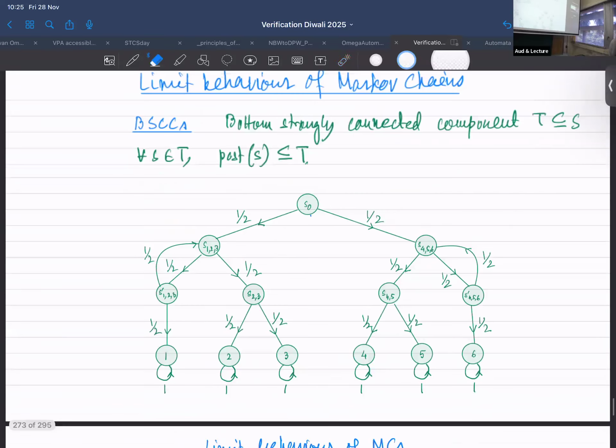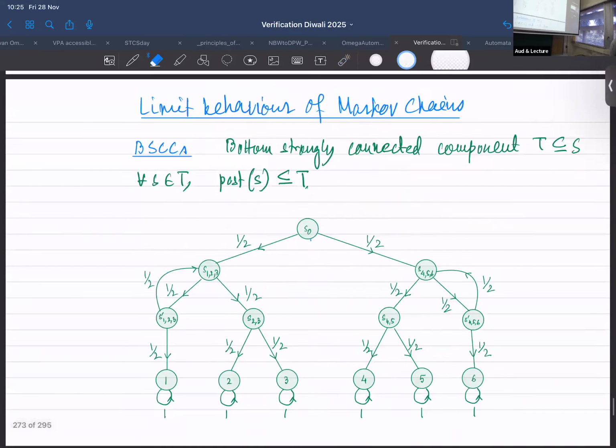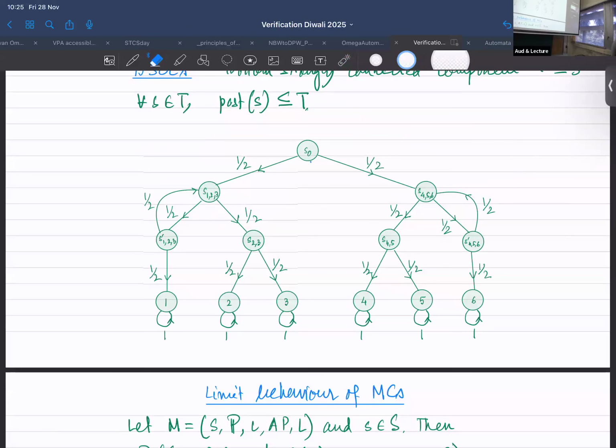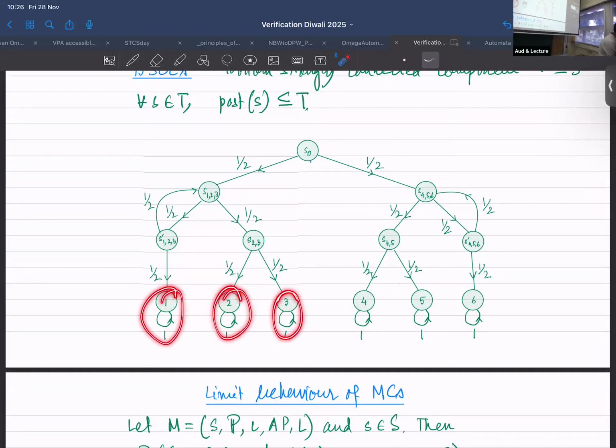There can be other paths which don't form a BSCC. For example, here there is a path of this form, which is not a BSCC. This is also an infinite path, but the probability of such a path happening is zero. So with probability 1, a path will eventually end up here and just stay. These are the only BSCCs in this particular Markov chain.